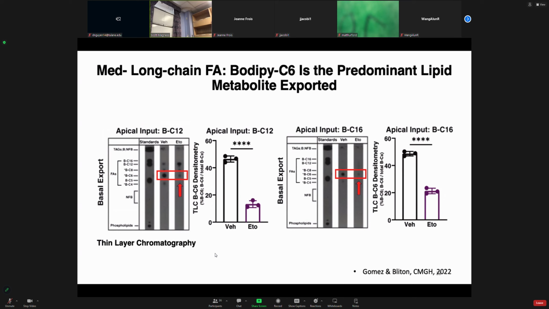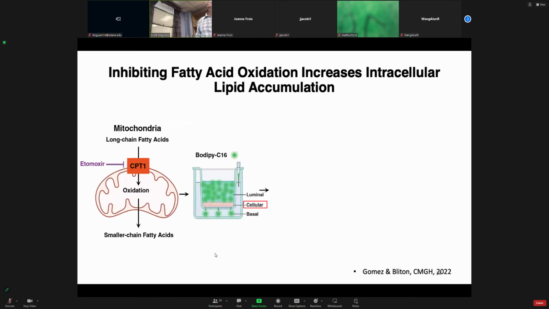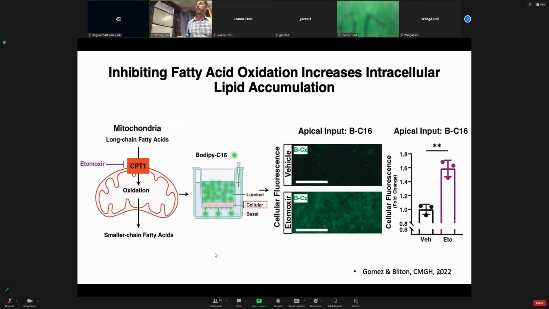When you add etomoxir, you decrease the amount of C6 that's going through. So you're inhibiting those long chain fatty acids from getting beta oxidized down to C6. So etomoxir is actually doing what we think it's supposed to do in this case. What's happening to these long chain fatty acids? They're not being beta oxidized, meaning the chain length is not getting shorter and shorter through the mitochondria, because they can't get into the mitochondria.